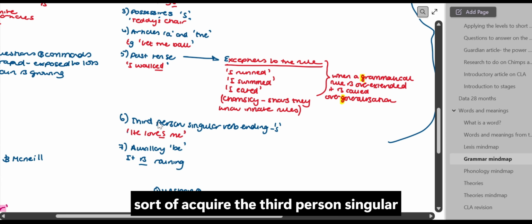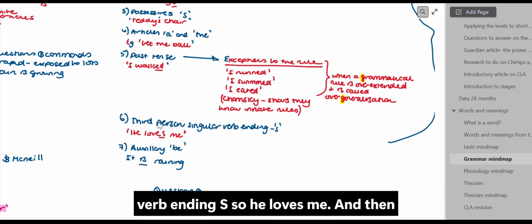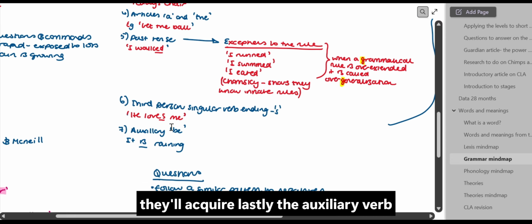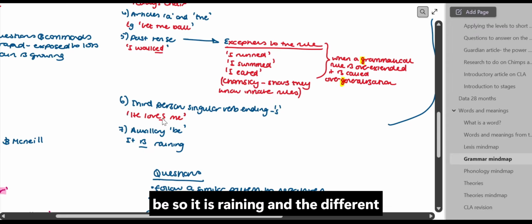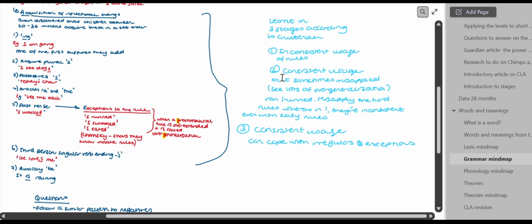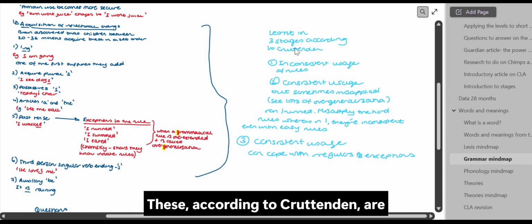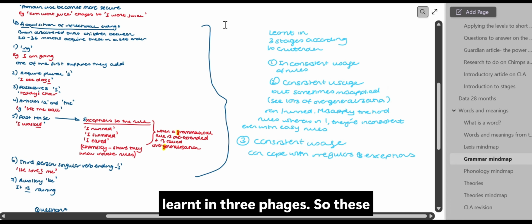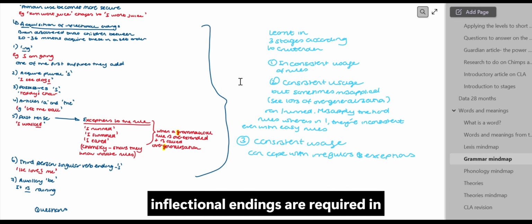Then children will acquire the third person singular verb ending s, so he loves me. And then they'll acquire, lastly, the auxiliary verb be, so it is raining, and the different situations to use that in. Now, these, according to Cruttenden, are learnt in three stages. So these inflectional endings are acquired in three stages.